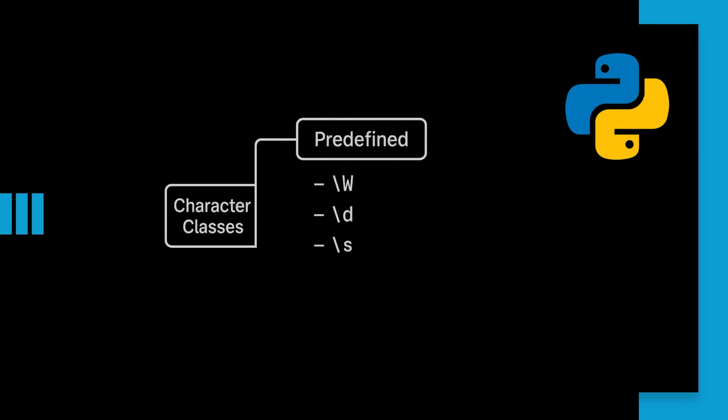We can categorize character classes in regular expressions into two types. The first one is predefined. Predefined character classes are notations like \w, \d, \s. For example, \W is for non-word characters, \d for digits, and \s for whitespace. These are shorthand notations commonly used in regex.